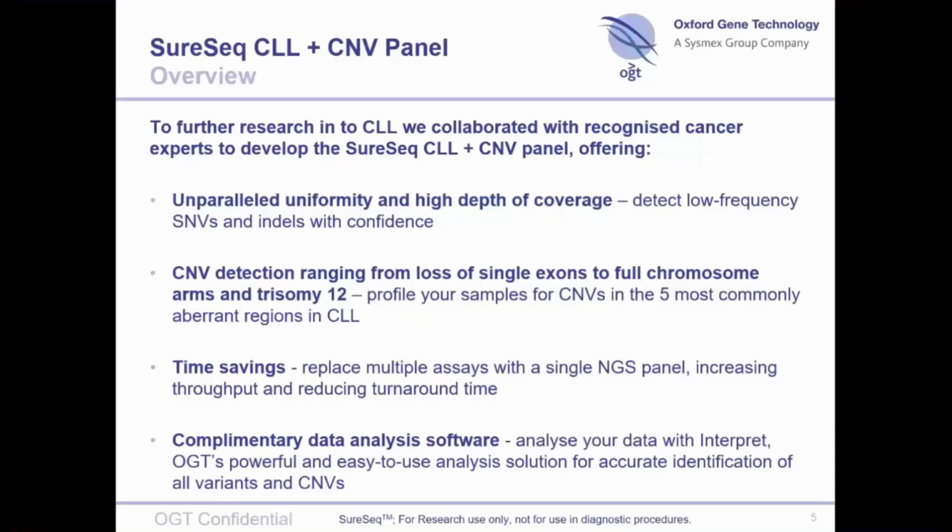However, what really sets apart the CLL plus CNV panel is the CNV detection, allowing accurate CNV calling ranging from loss of single exons up to complete chromosome arms and trisomy 12. Combining CNV detection and SNV indel calling in a single NGS assay will allow you to streamline your laboratory workflow and cut down on turnaround time.